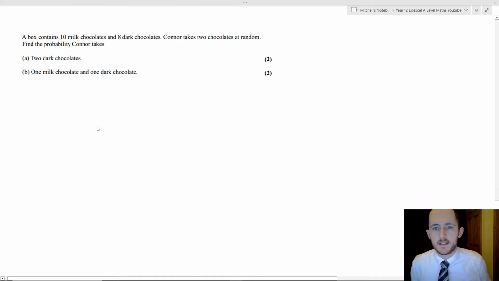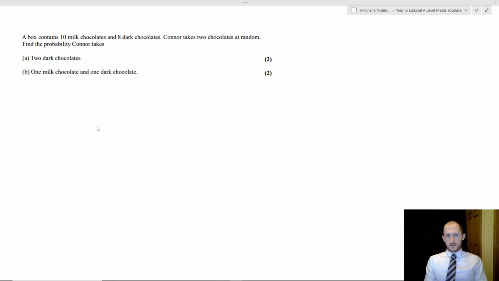Okay, so a box contains 10 milk chocolates and 8 dark chocolates. Connor takes 2 chocolates at random, find the probability he takes 2 dark chocolates. So what you want to do is look for the number of dark chocolates at the moment. There's 8. Out of how many? Well, 8 plus 10 is 18.